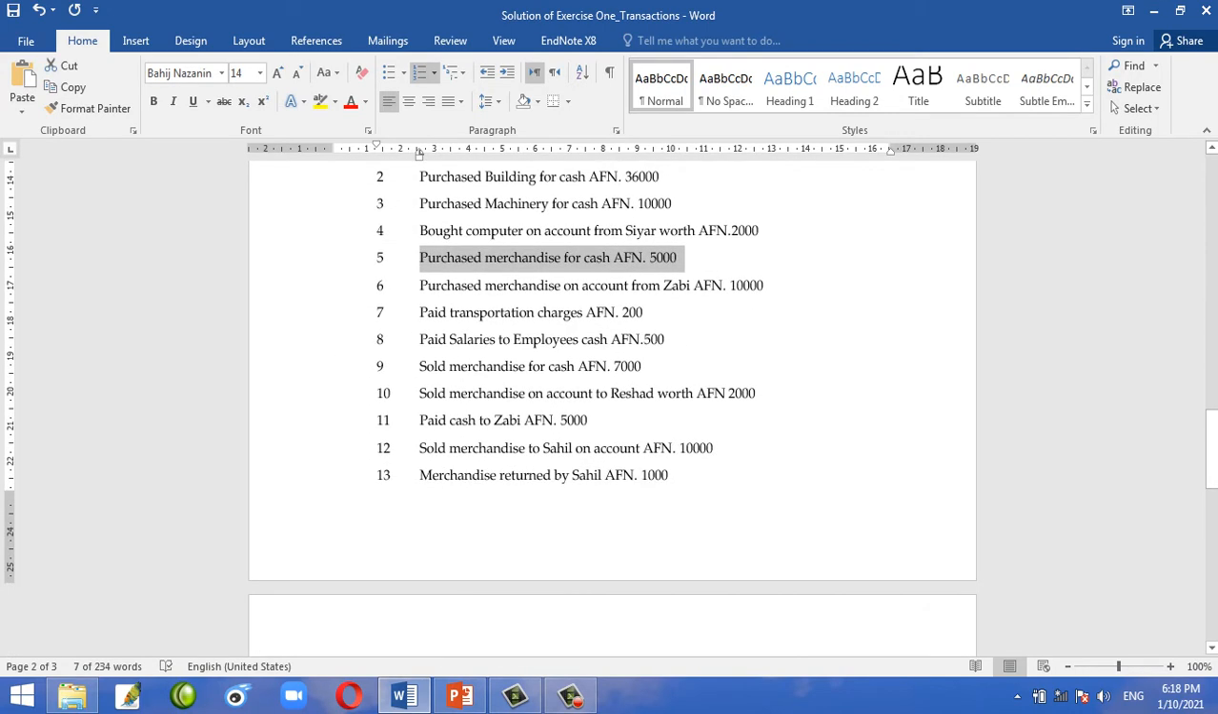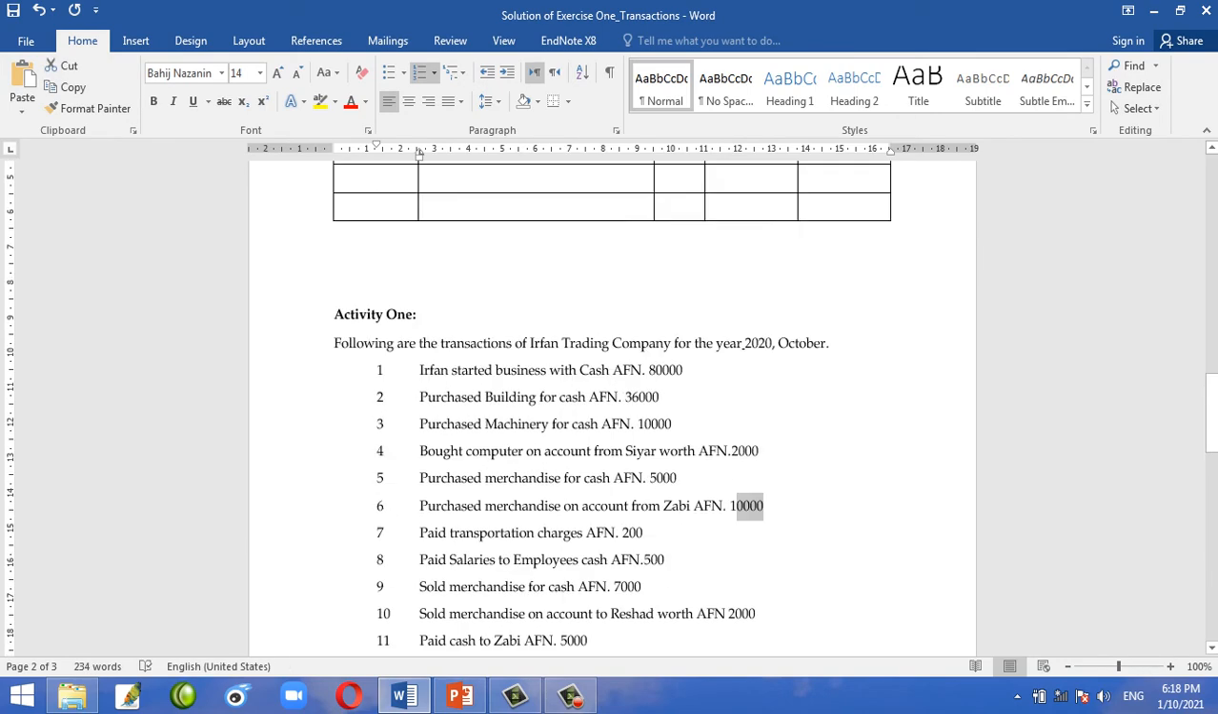Now come to the sixth one. Purchased merchandise on account from Zabi. Pay attention, guys: on 5th of October we have purchased merchandise, but we have given the money as cash worth 5,000 Afghanis. But on 6th of October we have purchased the merchandise, but the money is not given to the seller on the spot. But we have pledged that we will pay the money after 15 days, for example, or we are responsible to pay the money in the future. The seller is called Zabi, and we have received merchandise worth 10,000 Afghanis.